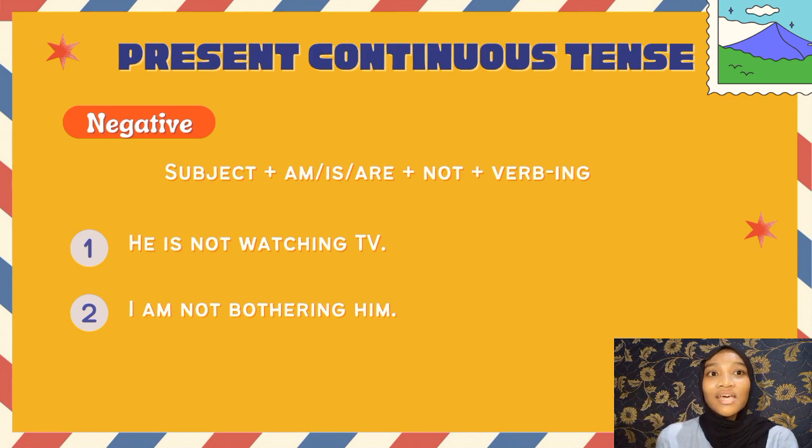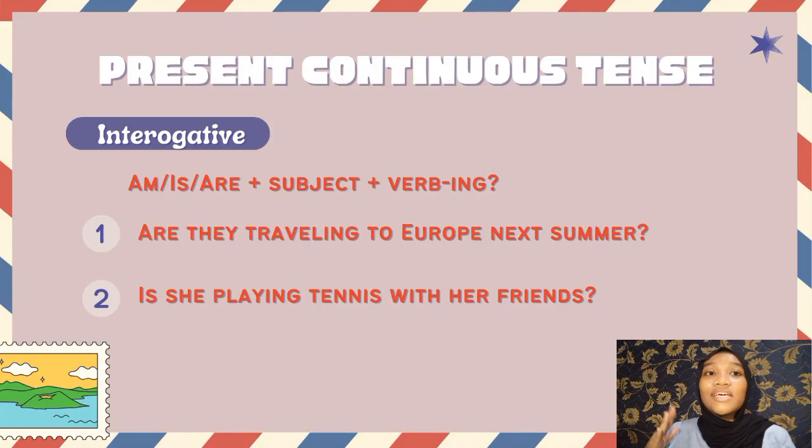The example, he isn't watching a TV. I'm not bothering him. For the interrogative forms, the formula is to be, subject, and verb ing. For the example, are they going traveling to Europe next summer? Is she playing tennis with her friends?